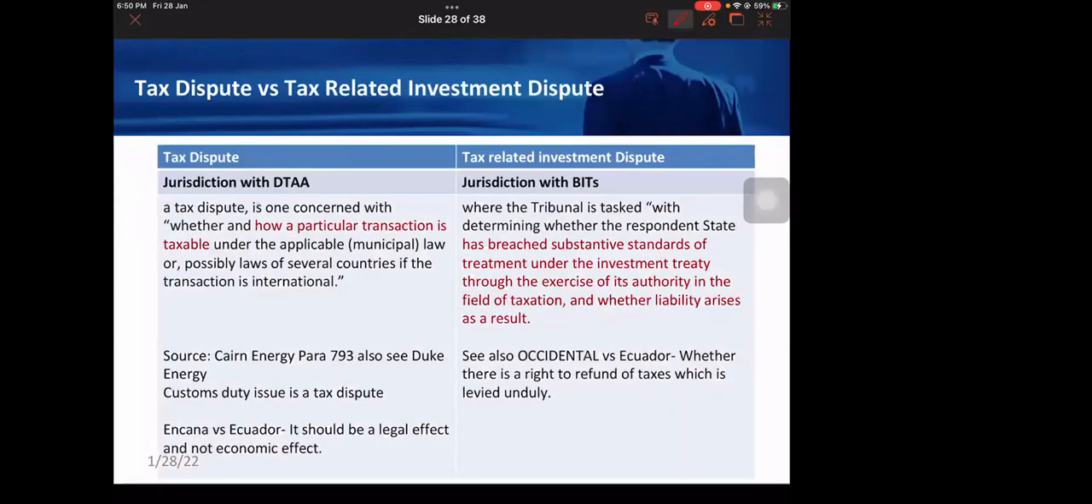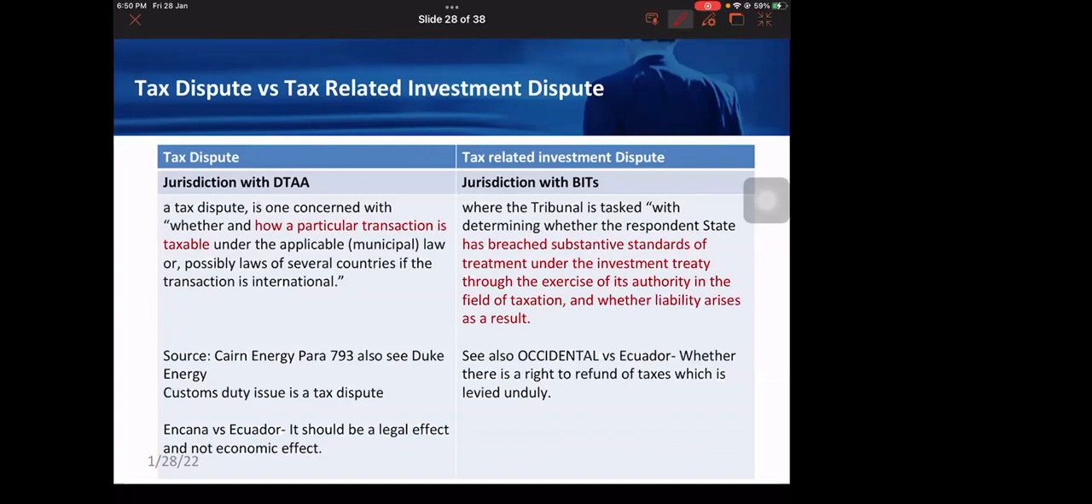Now, this raises a very fundamental question. What is a tax dispute? When we have tax treaties dealing with tax disputes, then what is the scope of tax measures under the bilateral investment treaty? This is one of the major issues that happened in Kane, and that happens in all the tax matters. If it is a tax dispute, then go to bilateral tax treaty. If it is a tax-related investment dispute, come to bilateral investment treaties. This is very lucidly differentiated in the Kane Energy judgment. There are also other judgments which have dwelt on this.